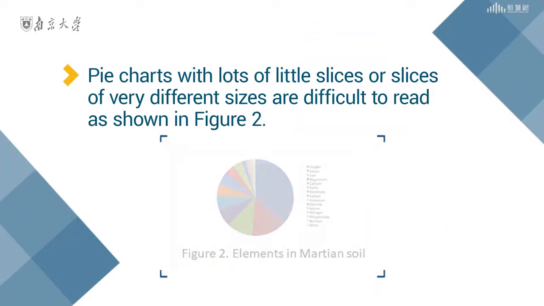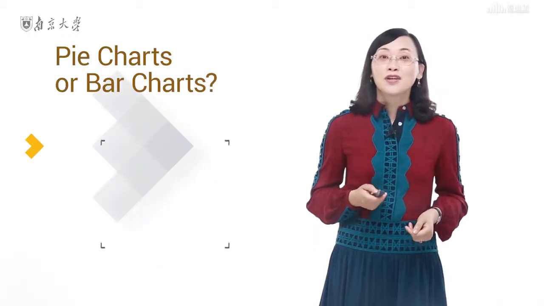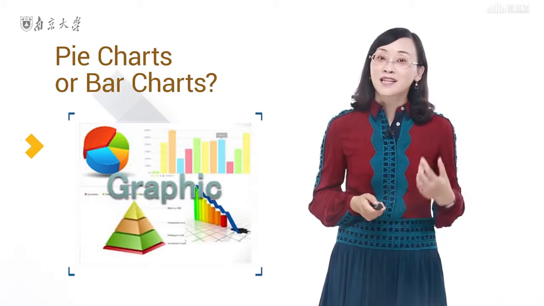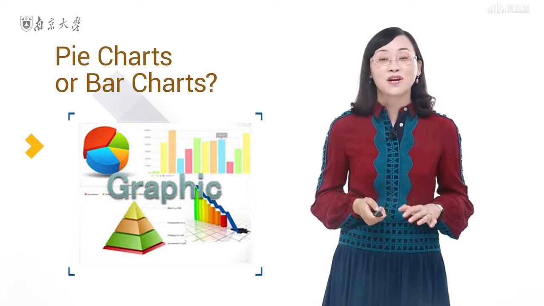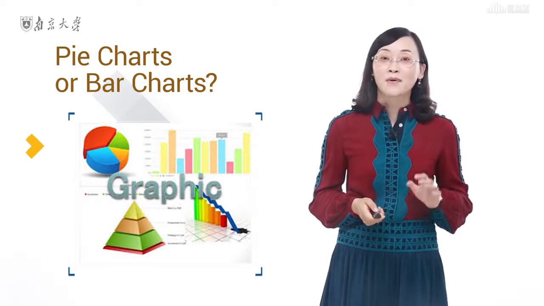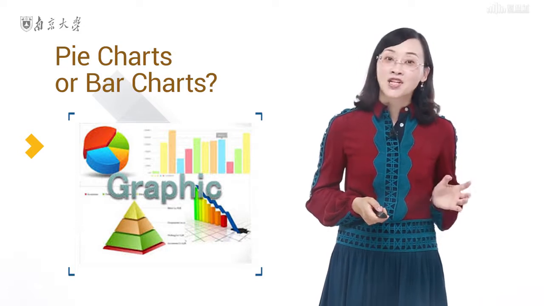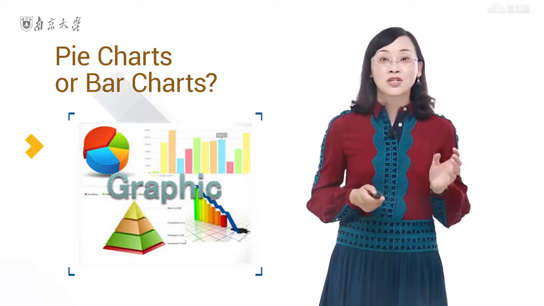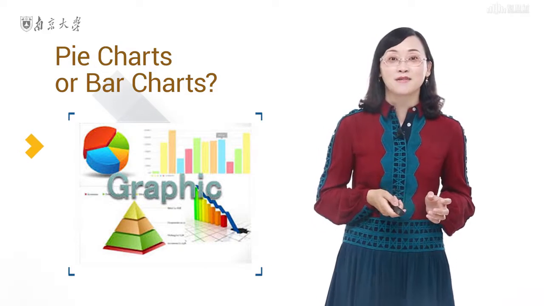However, if you want your readers to discern fine distinctions within your data, the pie chart is not for you. Pie charts with lots of little slices or slices of very different sizes are difficult to read as shown in Figure 2. Besides, humans are not very good at making comparisons based on angles. We are much better at comparing lengths, so try a bar chart as an alternative way to show relative proportions.